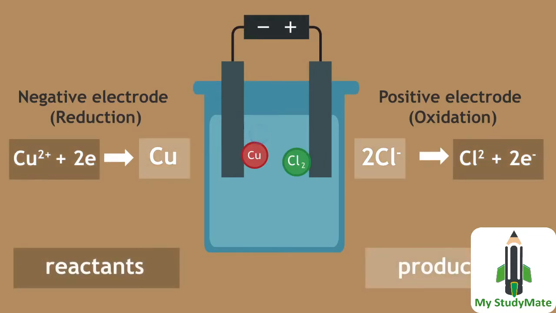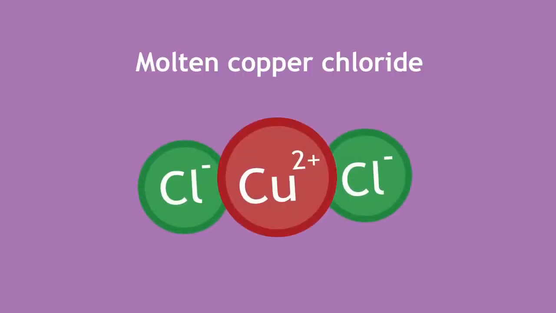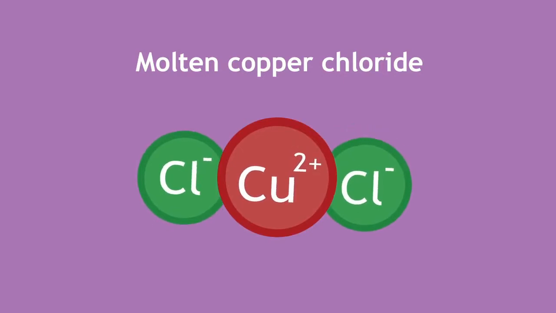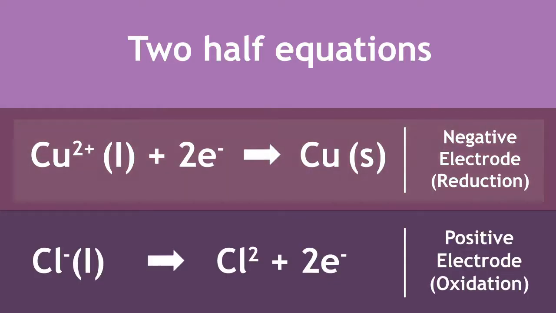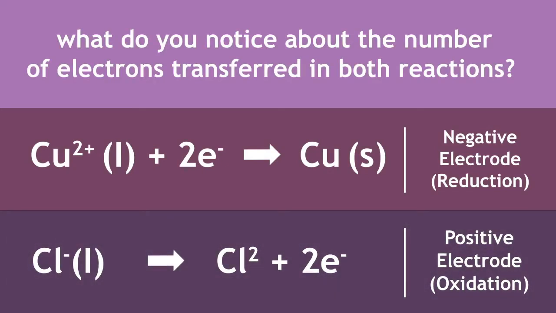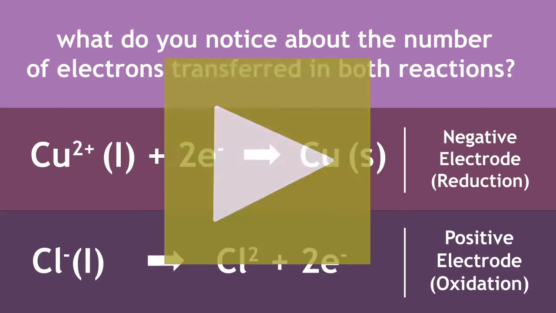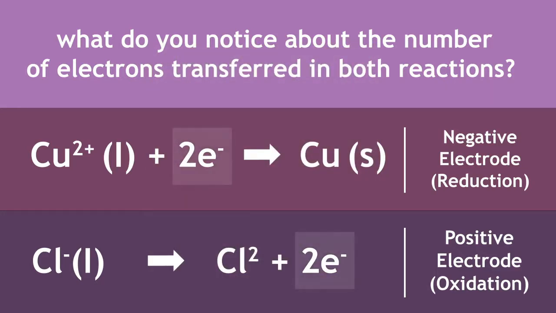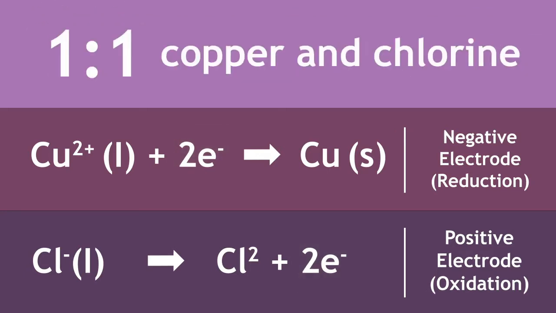For this example, the electrolysis of molten copper chloride is shown as two half equations, one for the oxidation at the negative electrode and one for the reduction at the positive electrode. What do you notice about the number of electrons transferred in both reactions? Pause the video and resume when ready. There are 2 electrons being transferred in both processes. As a result, there is a 1-to-1 ratio between the copper and the chlorine gas.